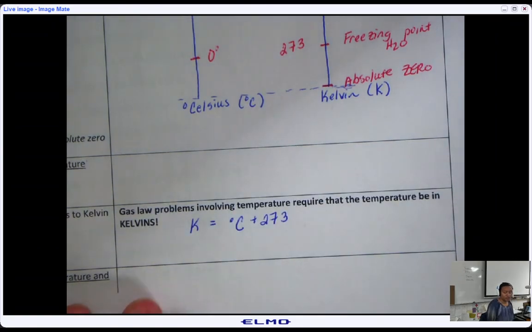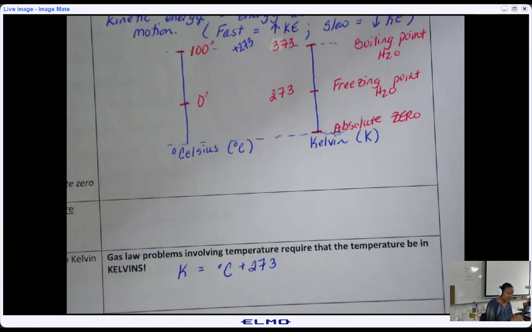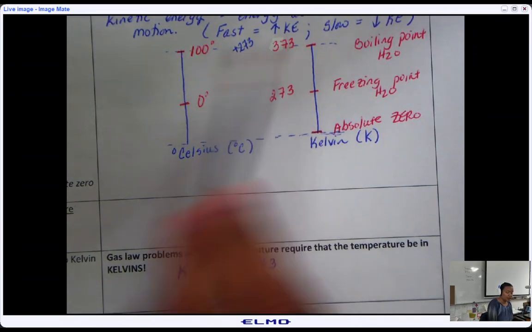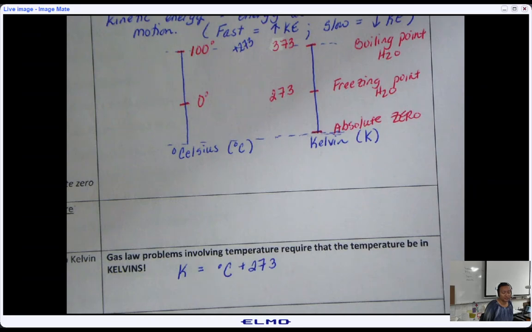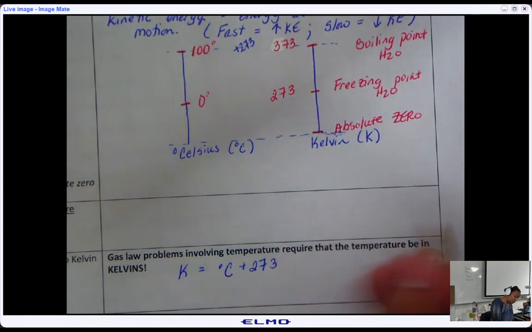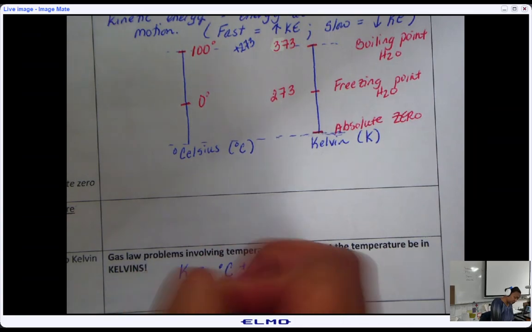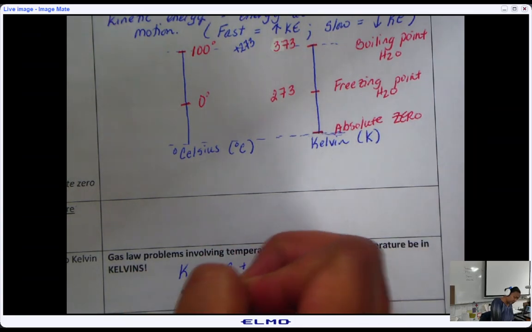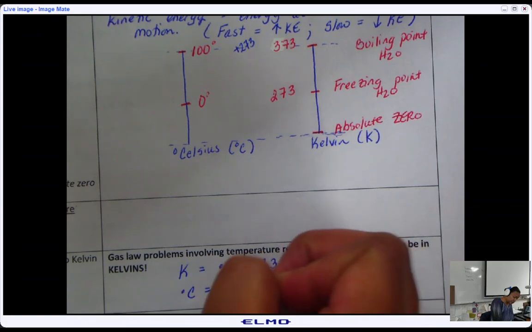So what do you think you would need to do if I wanted to do the opposite? Let's say that I had Kelvin temperature and I wanted to change it to Celsius. What would I need to do? Subtract 273. Good, subtract 273. So degrees Celsius equals your Kelvin temperature minus 273.